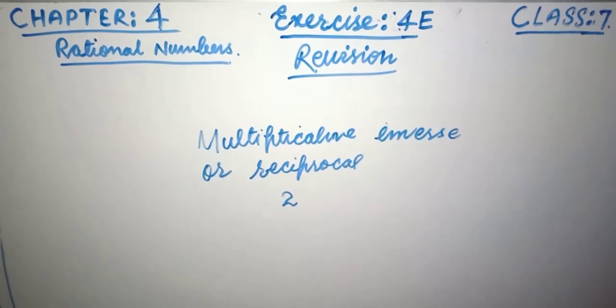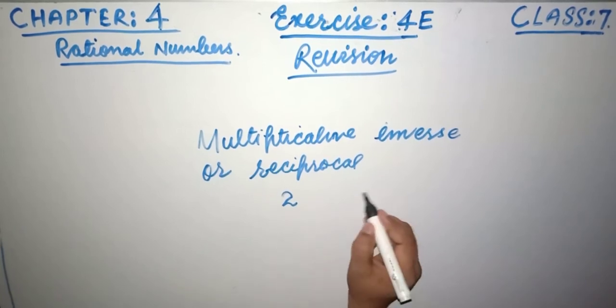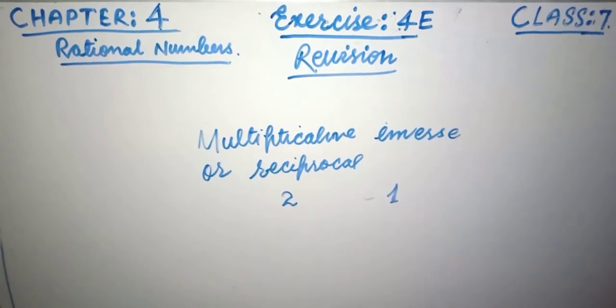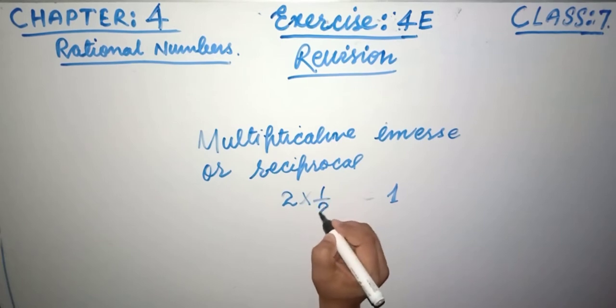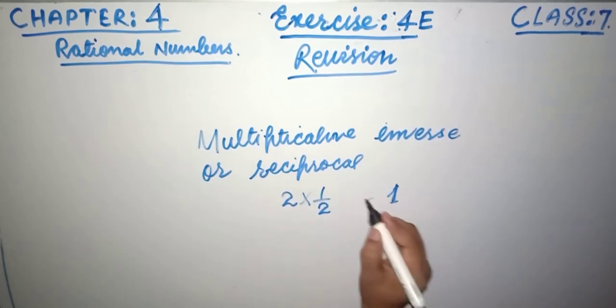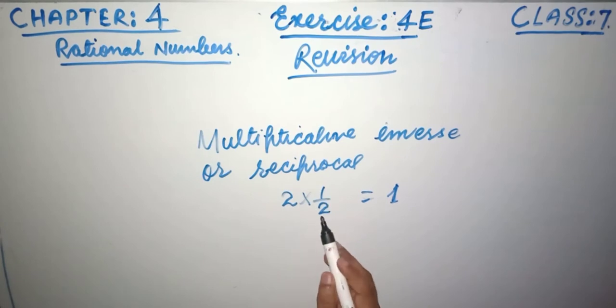Sorry for the inconvenience, friends. Now see, multiplicative inverse or the reciprocal of a number. Suppose 2 is a given number. Now we will look for such a number which, after multiplying with 2, will give 1. Hence we can say if the product of any two numbers is 1, then each is the reciprocal of the other. If we multiply 2 by 1 by 2, the 2 will get cancelled and we get 1. So we can say 2 is the reciprocal of 1 by 2, or 2 is the multiplicative inverse of 1 by 2, and vice versa. Vice versa means 1 by 2 is also the reciprocal of 2.